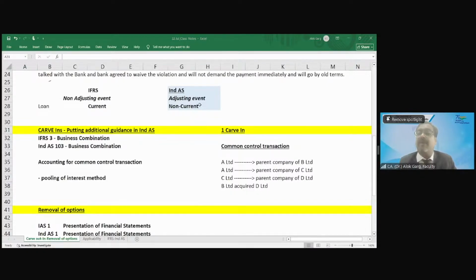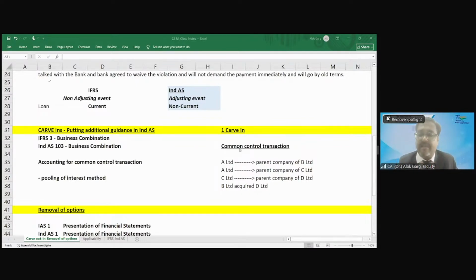Okay. So Megha is asking, sir, in this case, are we required to disclose regarding the loan becoming repayable on demand? Yes, Megha. Only disclosure is required in the notes to accounts, but in the balance sheet, the nature will be non-current liability. But in the notes to accounts, when you explain the note relating to the borrowings, there you need to explain that. Okay. Very good. So friends, carve-in means putting some additional guidance in Ind AS.